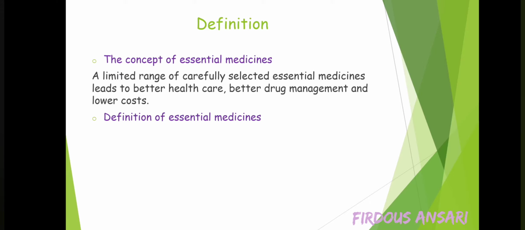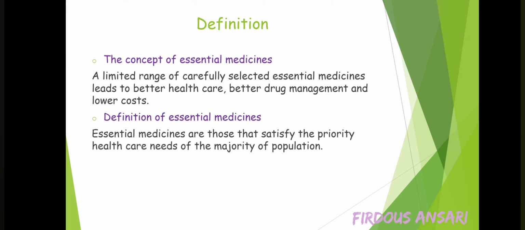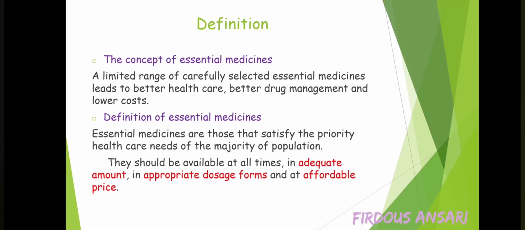So, the definition of essential medicines goes like this. Essential medicines are those that satisfy the priority healthcare needs of a majority of the population. They should be available at all times in adequate amounts, in appropriate dosage forms, and at affordable price. See, these drugs are selected with due regard to public health relevance, evidence on safety and efficacy of the drug, and comparative cost effectiveness.